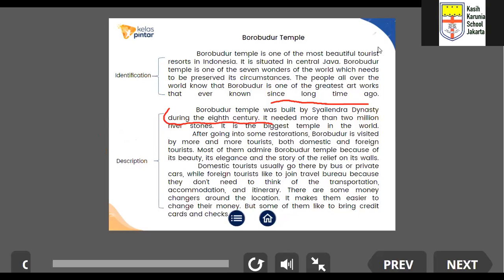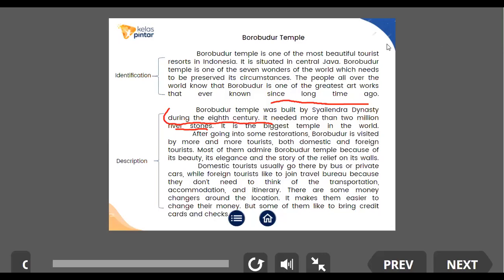Lebih spesifik kan? And then it also explains how it was made. Ya, bagaimana cara dibuatnya. Oh, it needed more than 2 million river stones. Nah, dari penjelasan ini, kita jadi tahu bahwa di abad ke-18, di zaman dinasti Shailendra, dibuatlah candi ini, yang terbuat dari 2 juta batu sungai. Ya, more than 2 million river stones. From this one, we know about this Borobudur Temple more specifically.